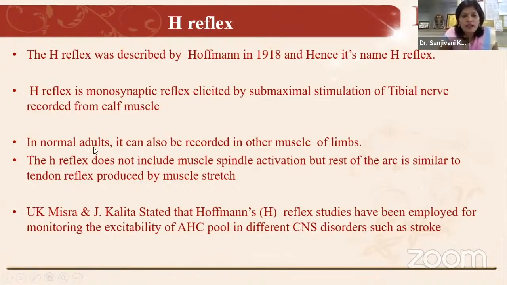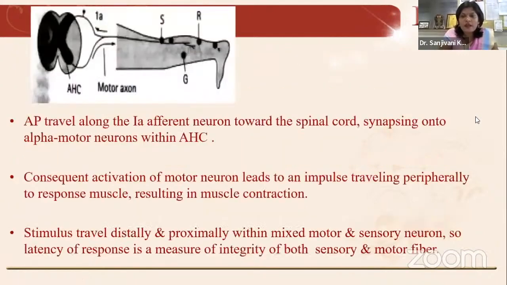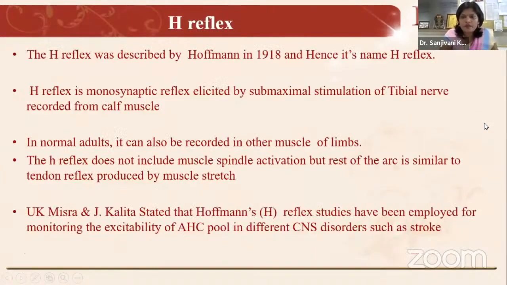Then in a normal adult, it can be recorded in other muscles of the limb also. But usually when we talk about the H reflex, the most common site is the calf muscle, the soleus muscle. The H reflex does not include muscle spindle activation, but the rest of the arc is similar to the tendon reflex produced by muscle stretch, which I initially explained about the stretch reflex.